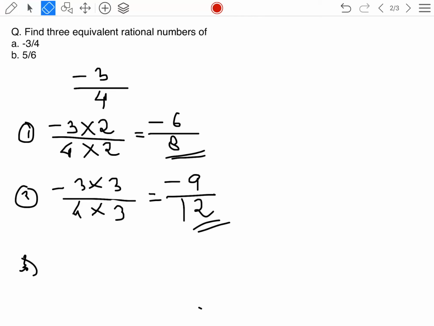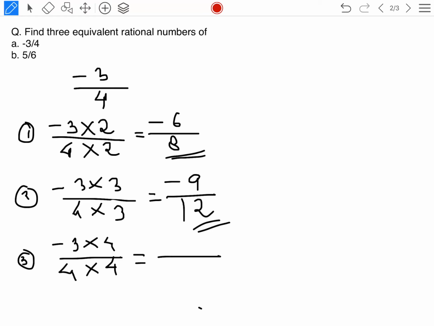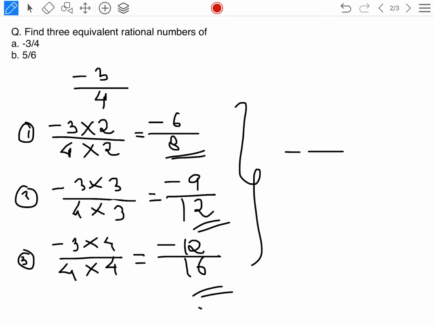Third one, multiply by any number. I'll multiply by 4. Numerator by 4, so the denominator should also be multiplied by 4. So we know that 3 4s are how much? 12, and 4 4s are 16. So these three are the equivalent rational numbers of minus 3 by 4.